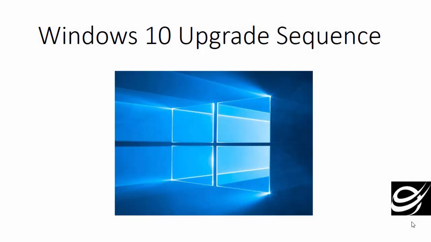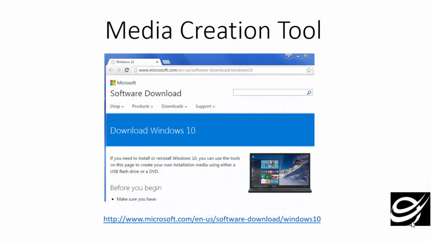In this section, we will discuss the upgrade sequence in Windows 10, and these are just a bunch of screenshots to associate what comes in each step for the media creation tool. Now, the media creation tool can be found at the URL link at the bottom of this PowerPoint slide. You will go to that link and you will see this page for the software download for the media creation tool to upgrade to Windows 10.